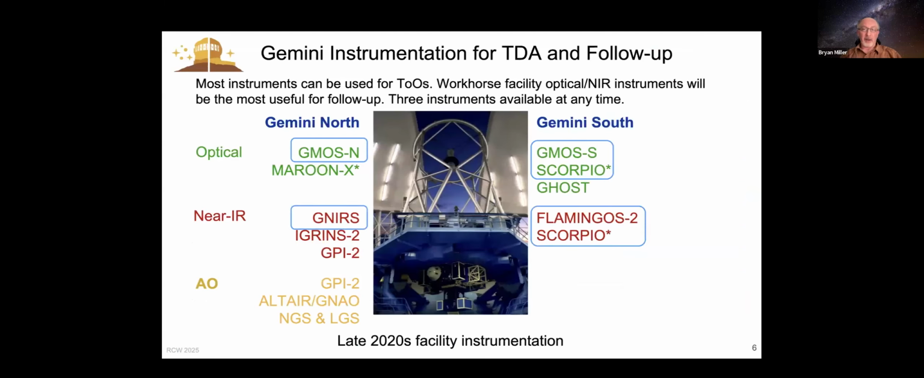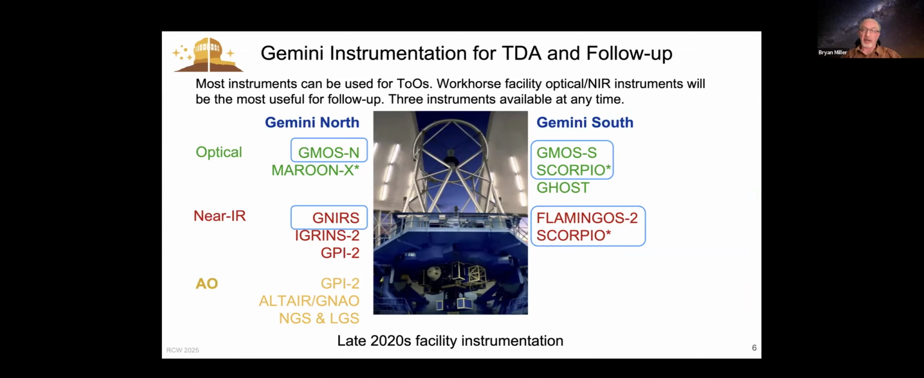Gemini, because of its Q mode, is sort of in Aon mode all the time, and you can use almost any of our instruments for targeted opportunities. But the main workhorse facilities, the optical instruments such as the GMOSs, and the near-infrared imagers like GNIRS and Flamingos-2 at the two sites, are probably the most used, and they're on the telescope most of the time.